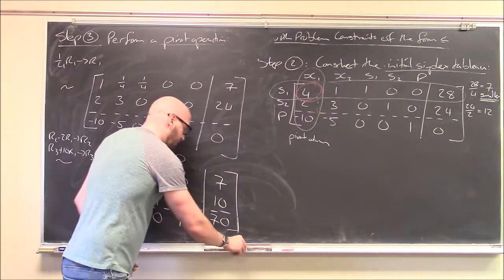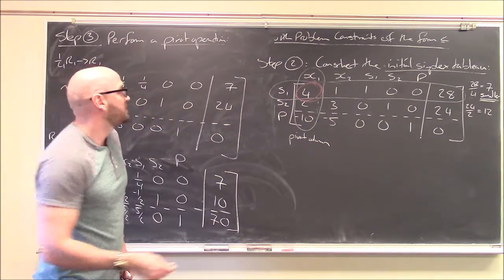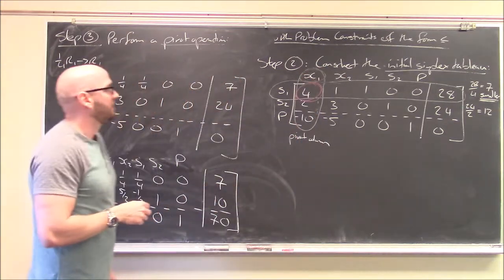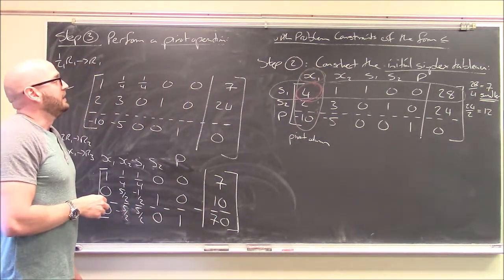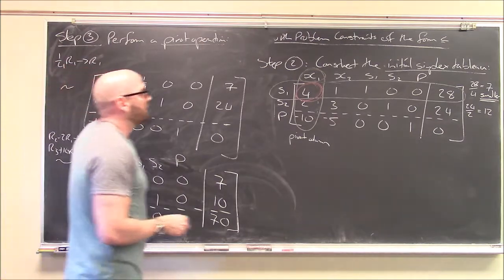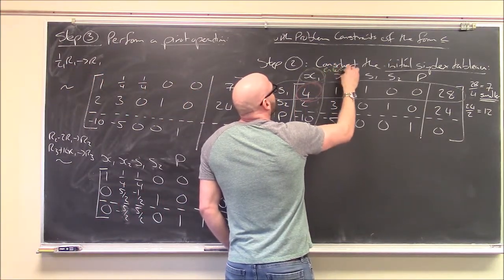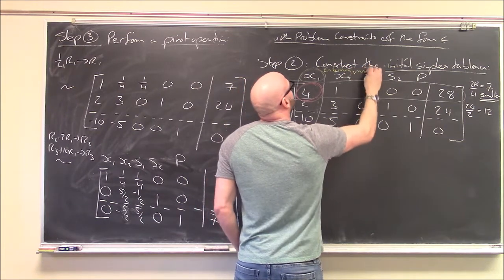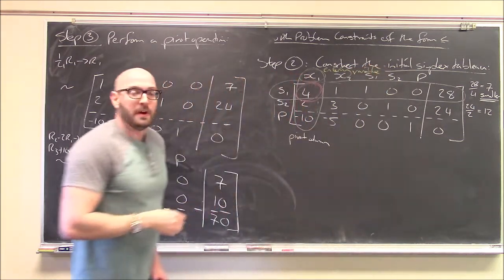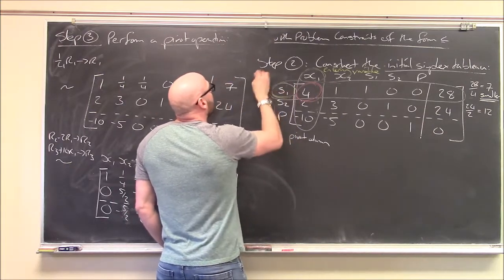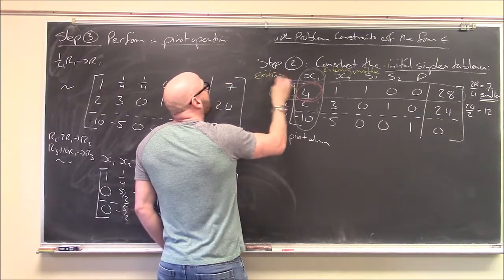Okay, so tiny bit more notation or terminology. The variable corresponding to the pivot column, this is usually called the entering variable. And the variable in the row corresponding to the pivot row, this is usually called the exiting variable.